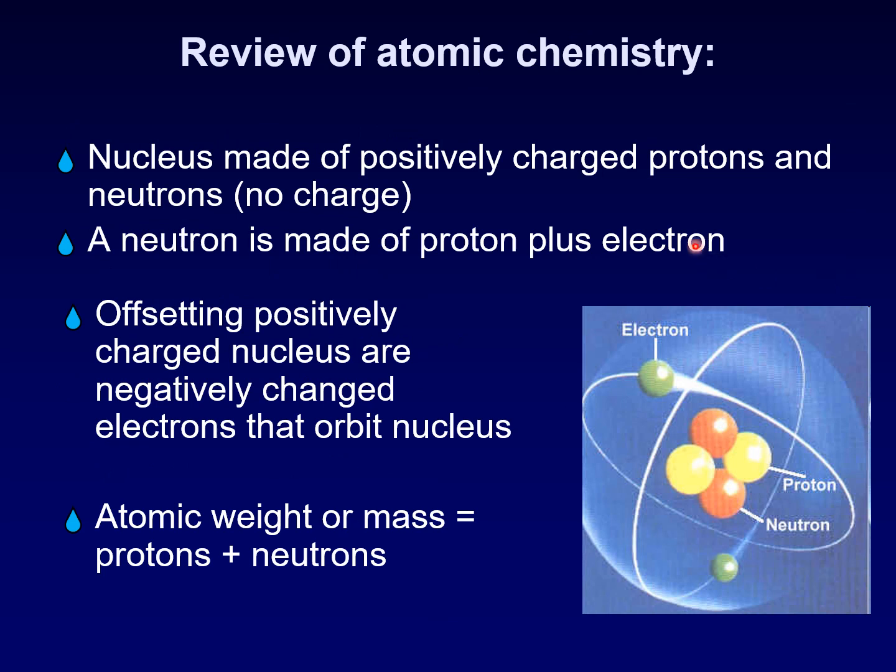So a quick review of atomic chemistry. The nucleus is made up of positively charged protons and neutrally charged neutrons. They have no charge. And a neutron, you can kind of think of it as being made up of a proton plus an electron, right? And those two charges, the positive proton and the negative electron, cancel each other out. And we can think of them as being made up of this because when they decay, this is often the decay products that we see, okay?